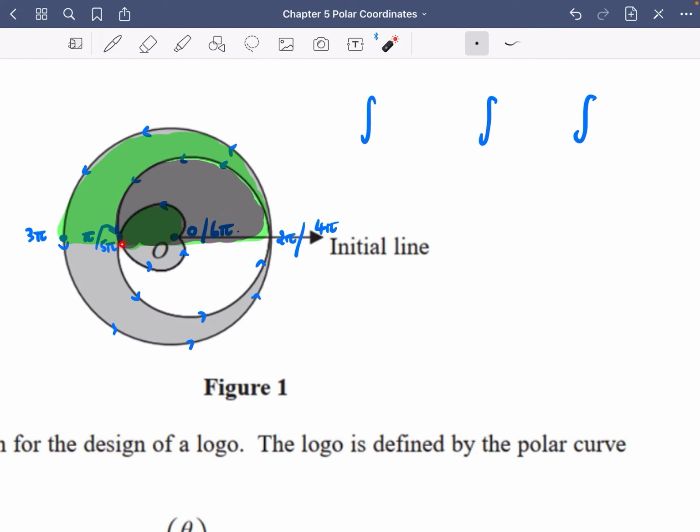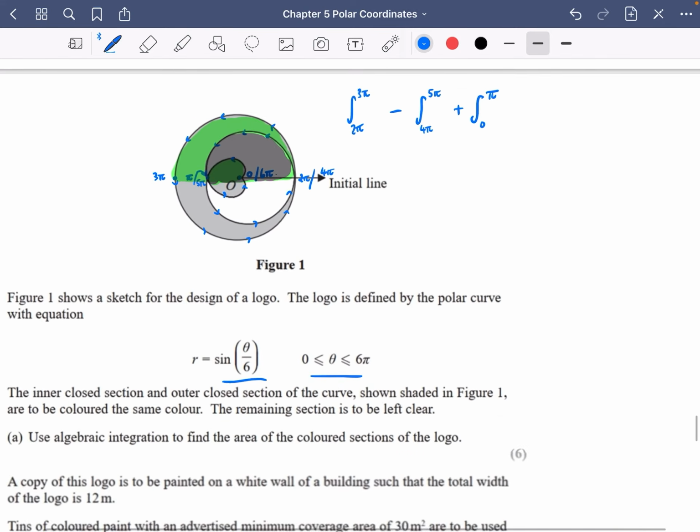Now it goes 0, pi, 2 pi, and 3 pi. So we're going to first of all do the 2 pi to 3 pi. That's the bit we want to have to begin with. We're then going to remove this larger part. So that's 3 pi, and it comes around here to 4 pi, and then this inside bit is going to go between 4 pi and 5 pi. So we're going to remove between 4 pi and 5 pi. But then the last part that we need to add back in was this green part, which was the original bit between 0 and pi. So we're going to add it back in between 0 and pi. Okay, that is going to be our strategy for this question.